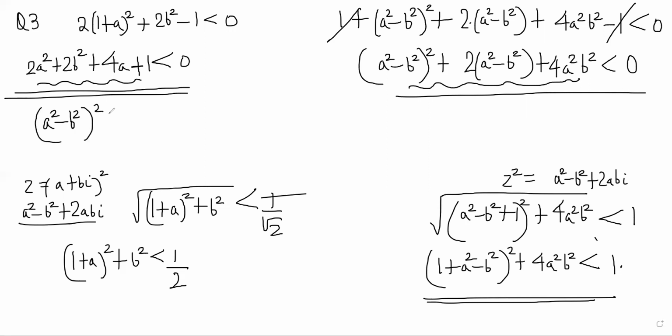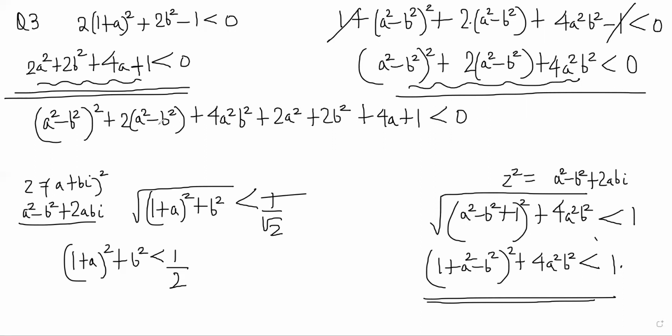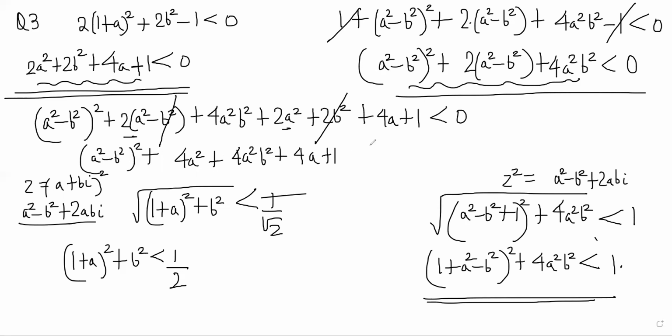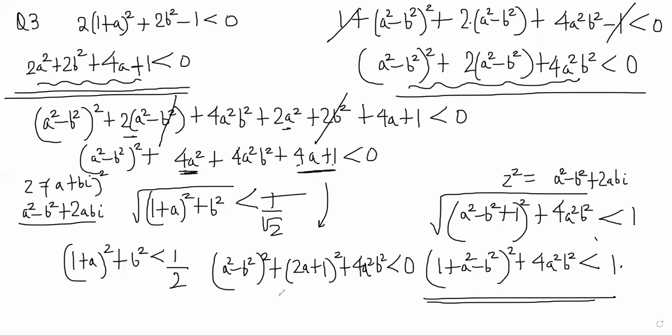You get (A square minus B square) whole square plus 2A square minus 2B square plus 4A square B square plus 2A square plus 2B square plus 4A plus 1 is less than 0. 2B square here cancels this part. You get 2A square plus 2A square is 4A square, plus 4A square B square plus 4A plus 1, and there is (A square minus B square) whole square. So obviously now you can say this and this and this become perfect squares. So it is (A square minus B square) whole square plus (2A plus 1) whole square plus 4A square B square is less than 0, which is impossible because it is the sum of 3 perfect squares.